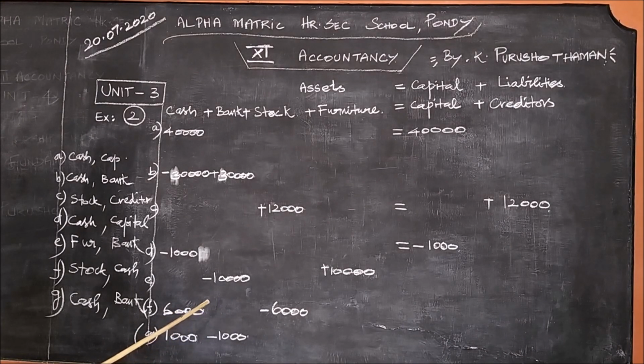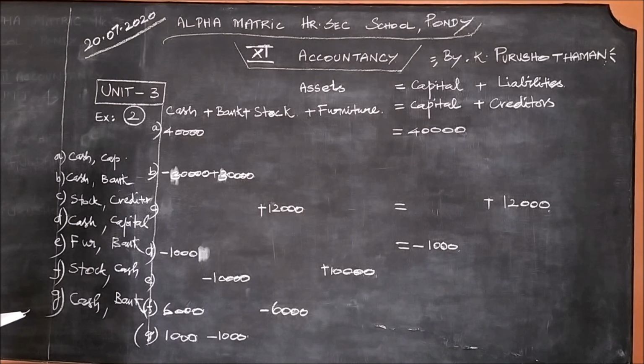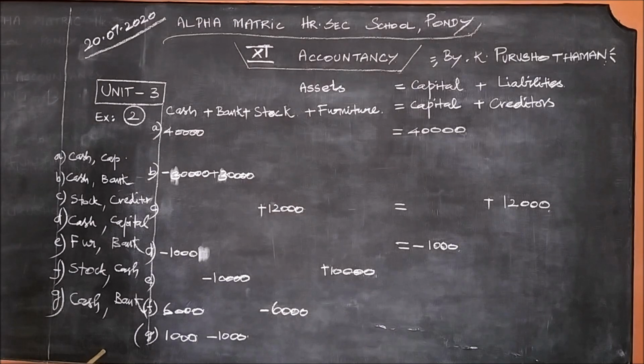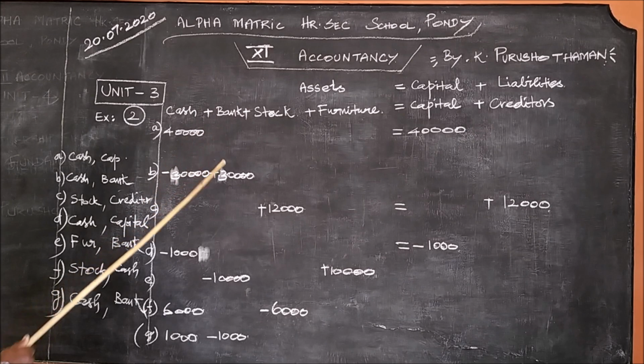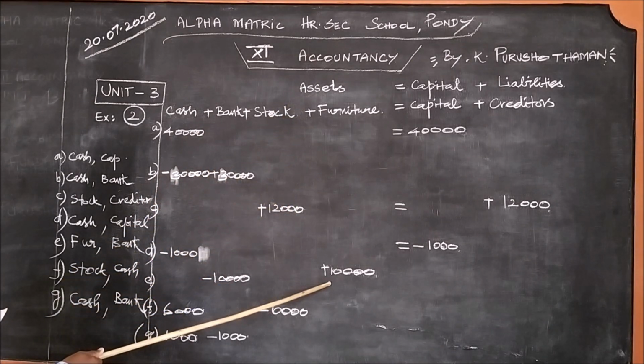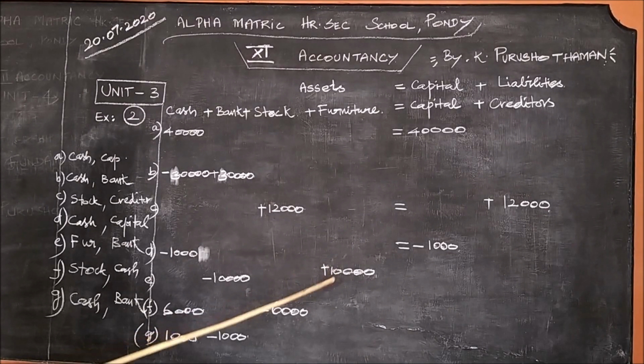It will decrease the capital for personal use. Bought furniture by using debit card. When we use any mode of transaction connected with the bank, we must be very careful in writing it. It will reduce the balance in the bank account. So, bank minus 10,000, and the furniture we receive, we are not paying, therefore plus 10,000.